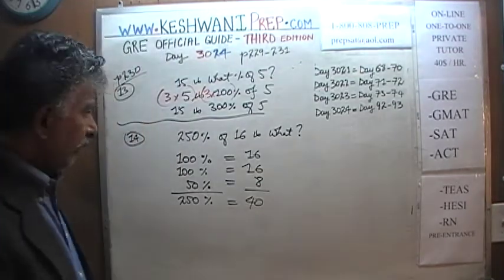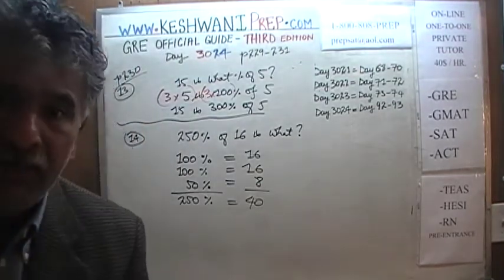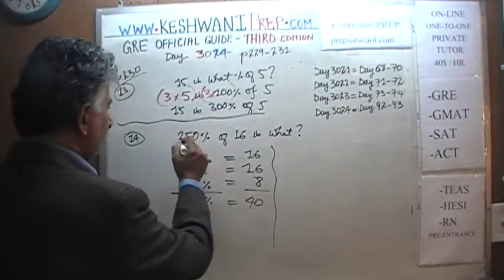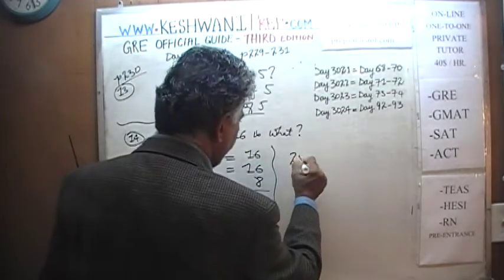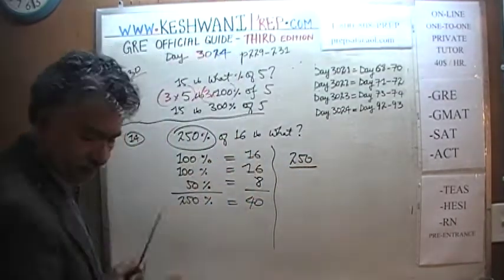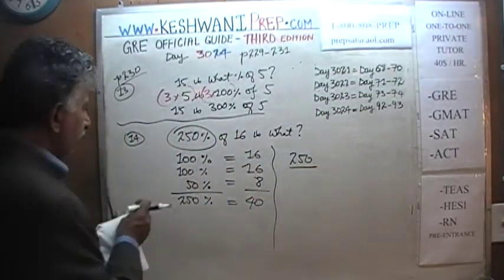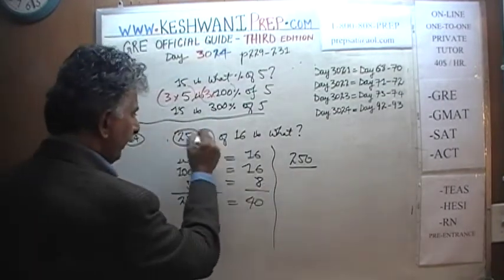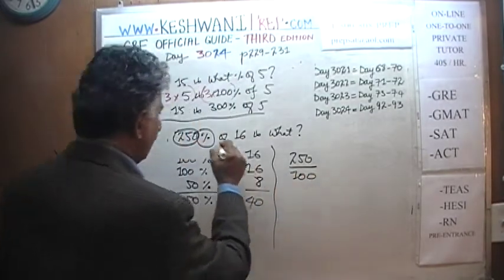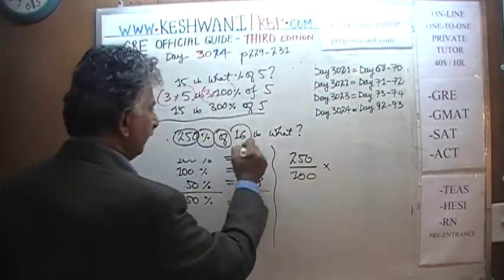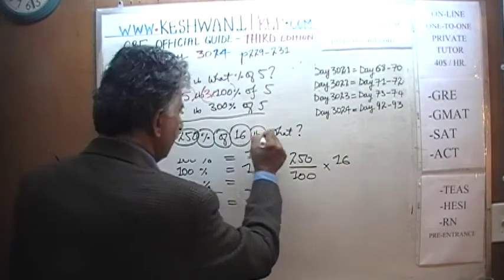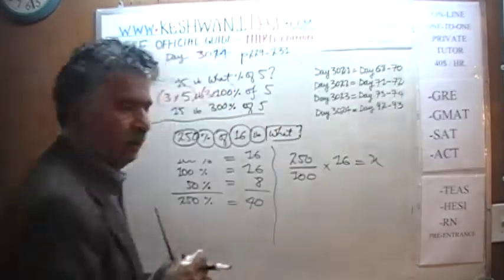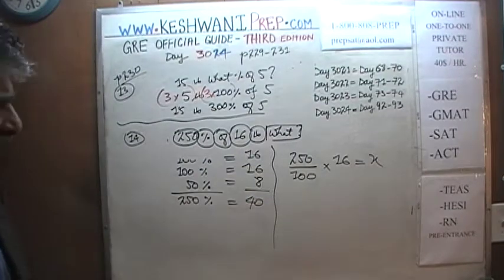So, another way to do this is to set it up in a classical manner. Here's our equation: 250% of 16 is what? The first word here is 200, 50% means over 100, of means times, 16 is 16, is means equal, and what is our unknown? Voila. We can work on this, and it's going to give us the same answer.